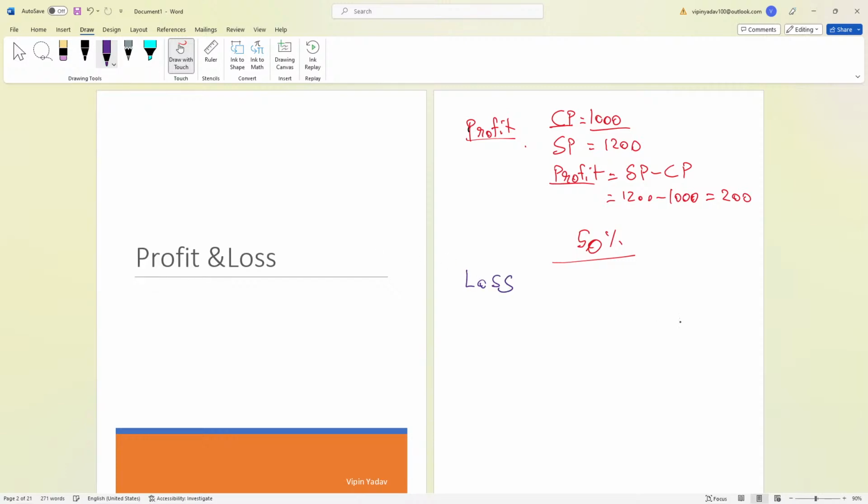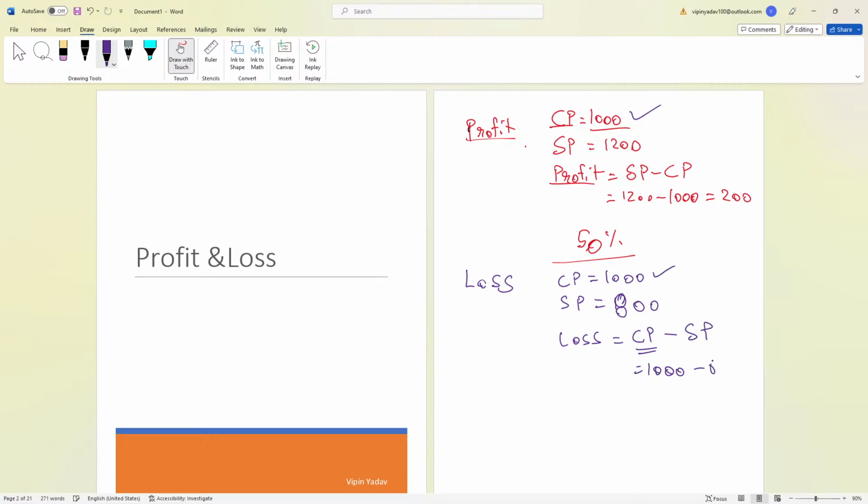Now, let me tell you how much the loss will be. He has a cost price of 1000. The selling price was earlier 1200, but now he reduced the price, because he is not able to sell it. Therefore, the loss will be cost price, this time, minus selling price. That will be what?